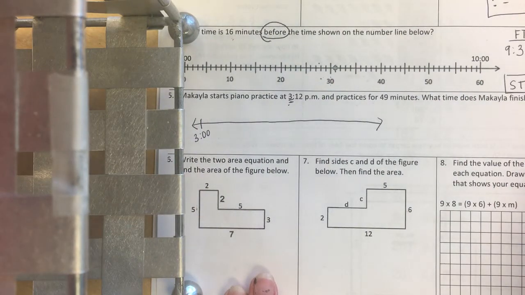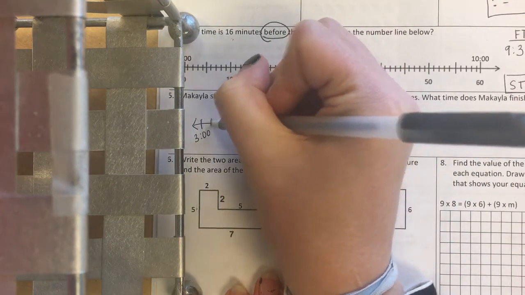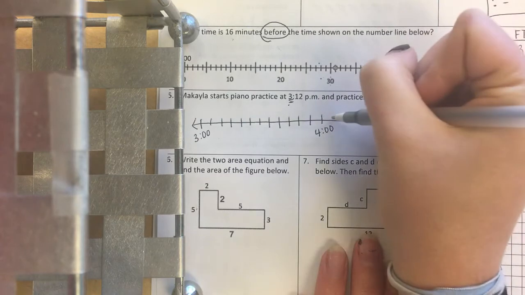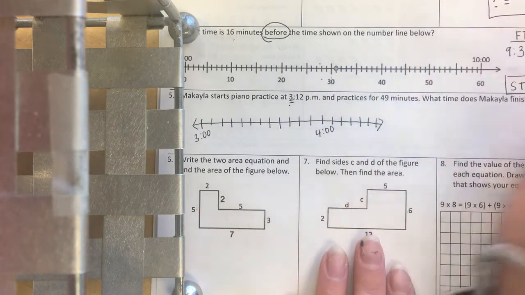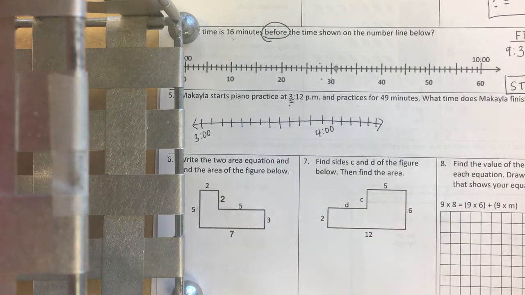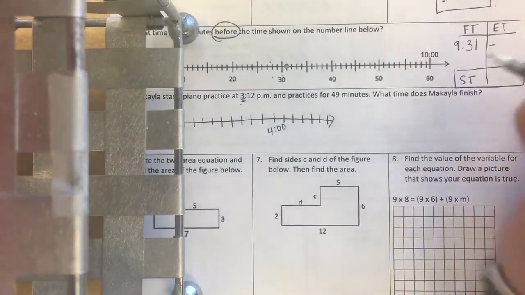and count by 5s. 3:05, 3:10, 3:15, 3:20, 3:25, 3:30, 3:35, 3:40, 3:45, 3:50, 3:55, 4 o'clock, 4:05, 4:10, 4:15, 4:20, 4:25, 4:30. And also have a T-chart to help support their answer.